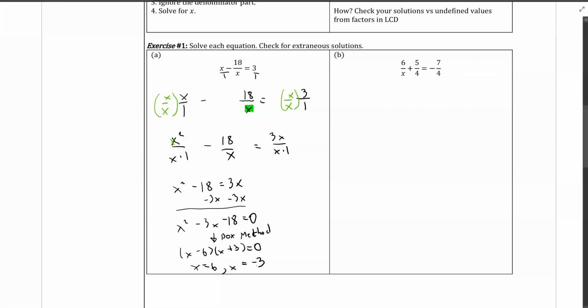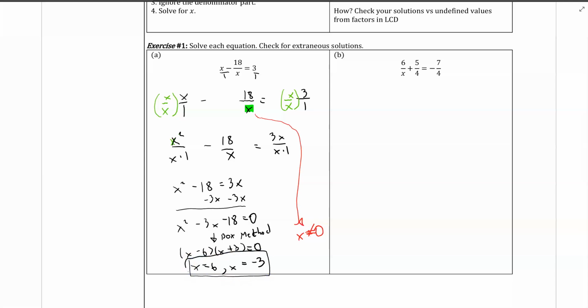However, we aren't done yet because we need to check for any contradictions, right? Contradictions means what values is x not allowed to be equal to. Taking a look at the original problem, because of the x in the bottom, we can see that x cannot be equal to 0, because if x was equal to 0, we would have division by 0. And so looking at our answers again, 6 and negative 3 are both valid answers. So we will take those.